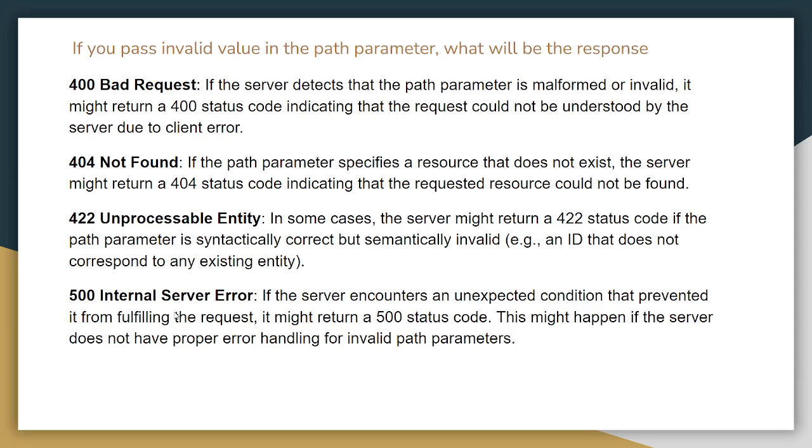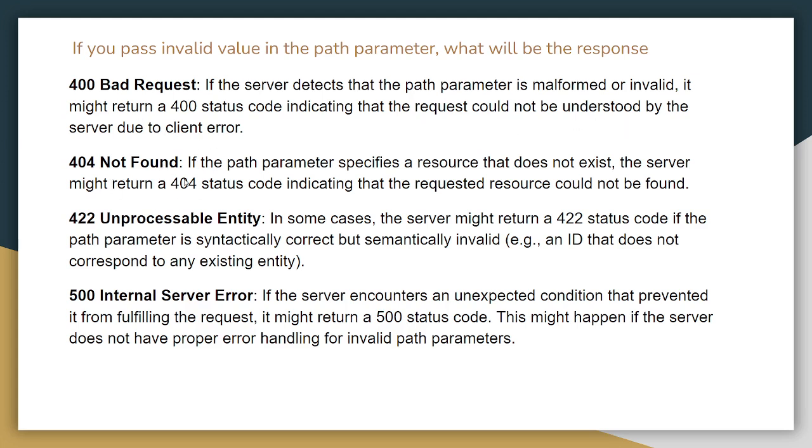If you pass an invalid value in the path parameter, what will be the response? This is also a very widely asked question in interviews. If you pass something invalid, what could be the response? First, you'll get 400 bad request. If the server detects the path parameter is malformed or invalid, it might return a 400 status code, indicating that the request could not be understood by the server due to client error.